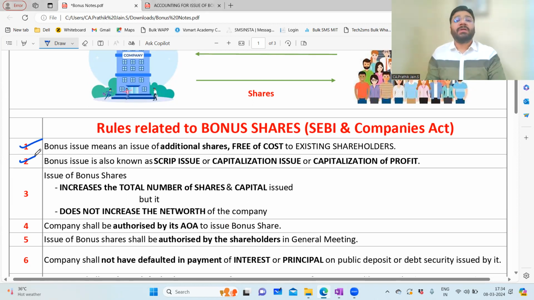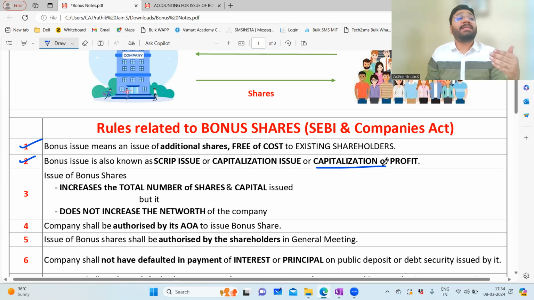Second point, this process of issuing bonus shares has three names given to it. Either it is called scrip issue, or capitalization of profit, or capitalization issue. These are the three names you have to remember. In that, the very common name is capitalization of profit.